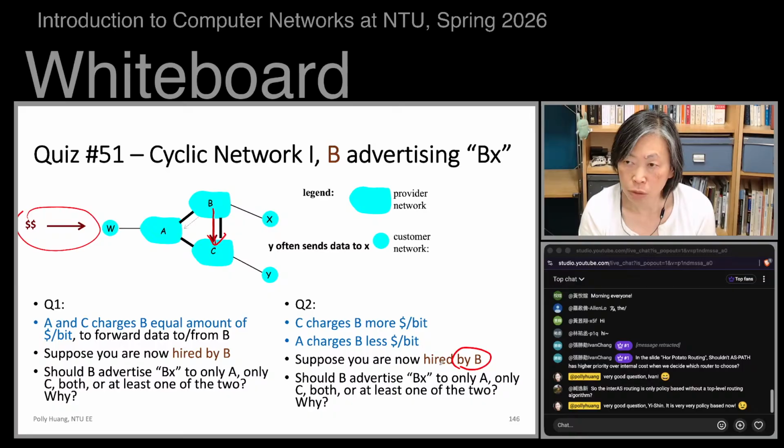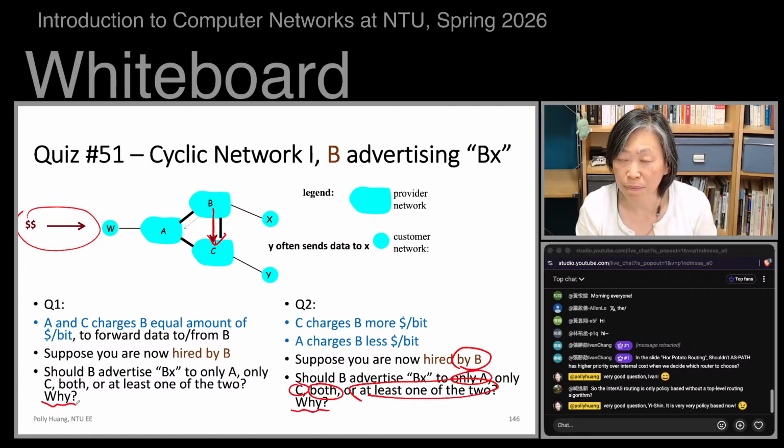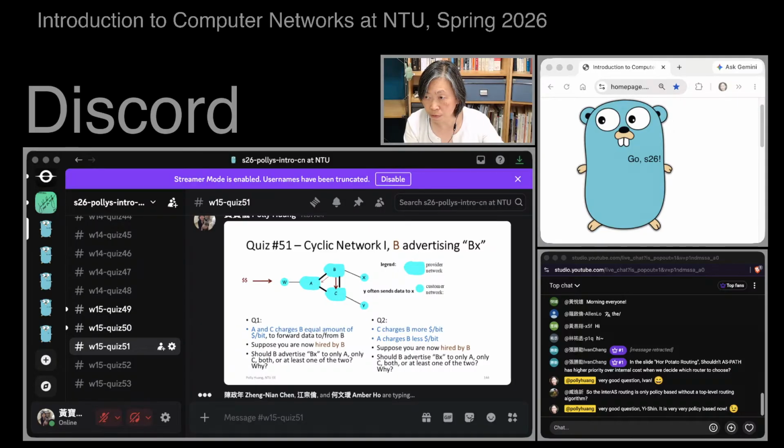Again, your perspective is still B. Should B advertise BX to A only, or to C only, or both, or at least one of the two? Okay, again, what matters is to justify why. All right, guys, you have 5 minutes to think this through. Let's go to the Discord channel, quiz 51. All right, 5 minutes, take your time.